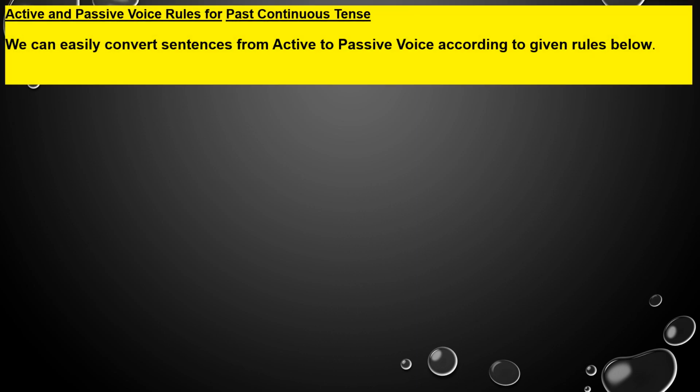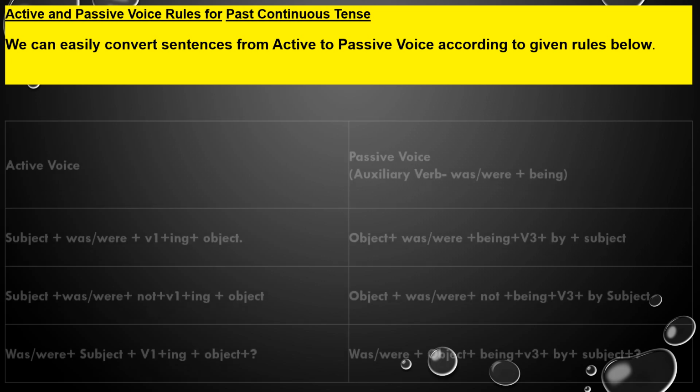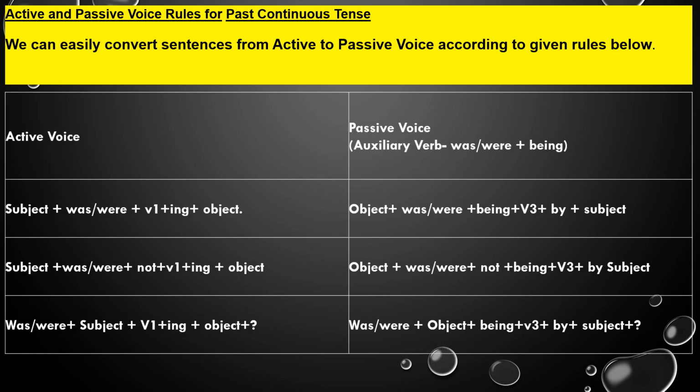Next is the rules of the past continuous tense. We can easily convert a sentence from the active to passive voice according to the given rules. Active voice: subject plus was/were plus V1 plus ing plus object. Passive voice: object plus was/were plus being plus V3 plus by subject.